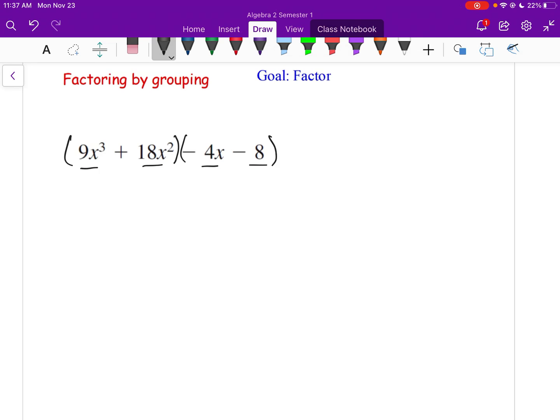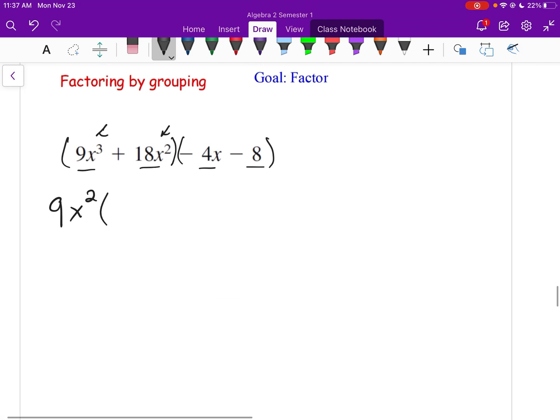Okay? So in those first terms, I see that 9 goes into both 9 and 18, so I'm going to factor out a 9. And this one has 3 x's, this one has 2 x's, so I can factor out an x squared. Okay? Now, to get that, it would be times x plus 2. Now, that's just factoring out a common factor of those first 2 terms. Now, in the second 2 terms, I can factor out a negative 4.